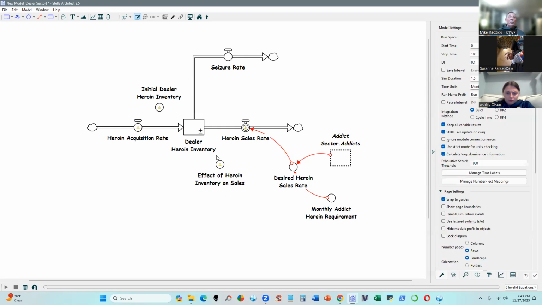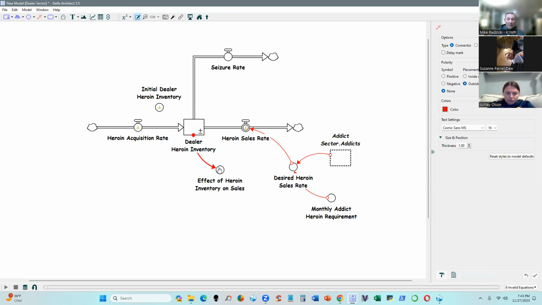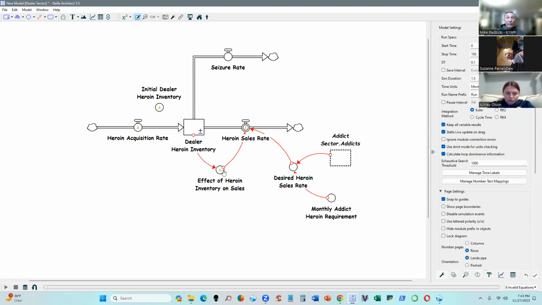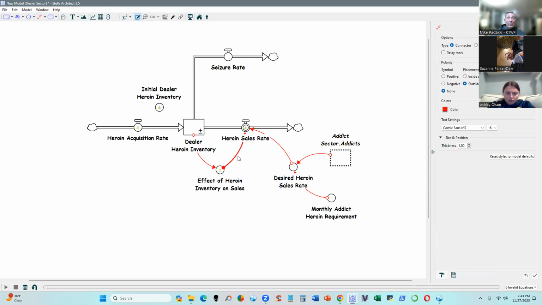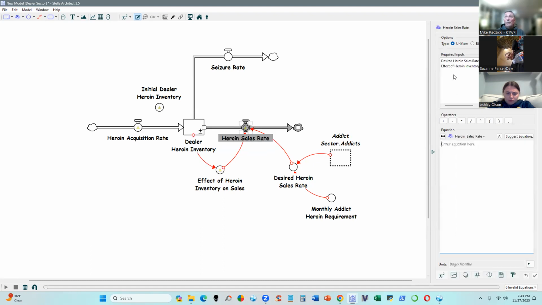The effect of heroin inventory on sales. So this would be the desired sales times the effect. If the effect is 1, then actual sales are the same as desired sales. And think about it, we would typically plot both of those things, desired sales and actual sales, on the same graph on the same scale.